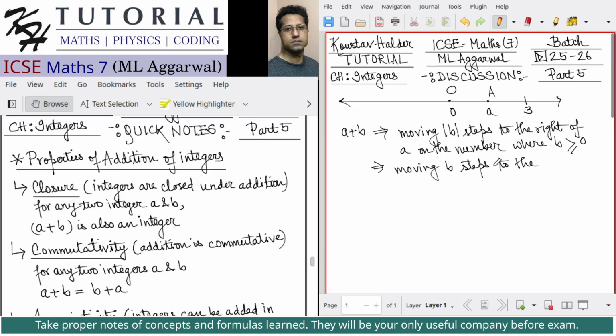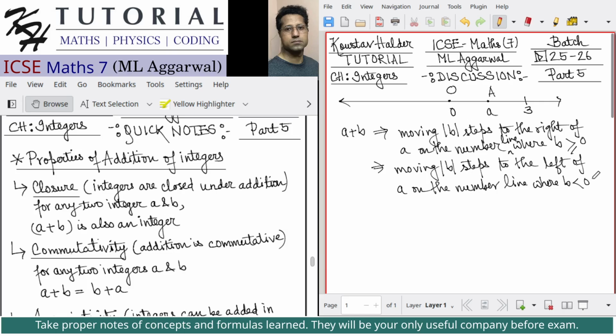So if b is negative, we must say moving b steps to the left of a on the number line. So there must be a number line, where b is less than 0. So whenever you add some integer to another integer, when you are adding b to the integer a, now depending on what b is, something is happening on the number line.